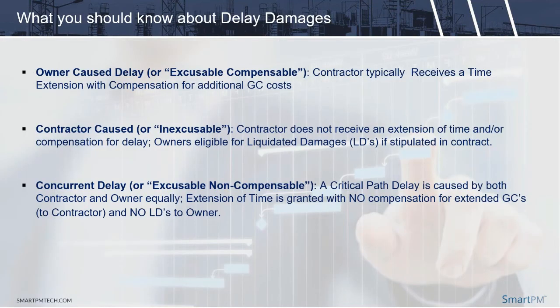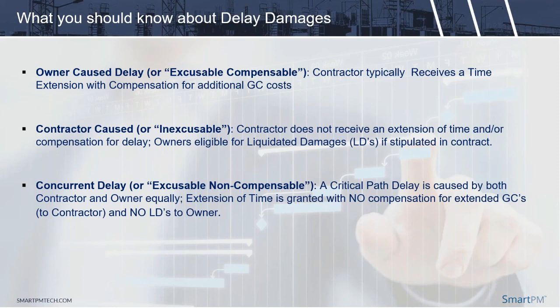Two more slides and then I'm done. Number one, there are three different types of damages that you should remember. Owner caused delay, they call it excusable compensable. That means that the contractor's excused from this delay. The end date is extended because they didn't cause the delay, and they get paid money for their GC costs.